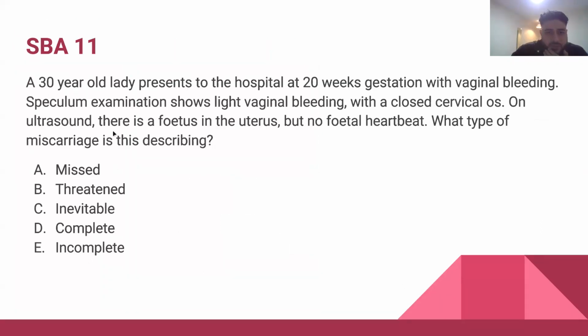So a 30-year-old lady presents to the hospital at 20 weeks gestation with vaginal bleeding. On speculum examination, it shows light vaginal bleeding with a closed cervical os. On ultrasound, there is a fetus in the uterus, but no fetal heartbeat. What type of miscarriage is this describing?